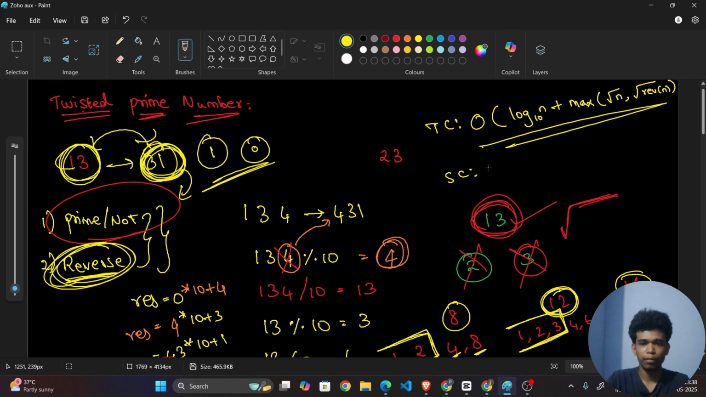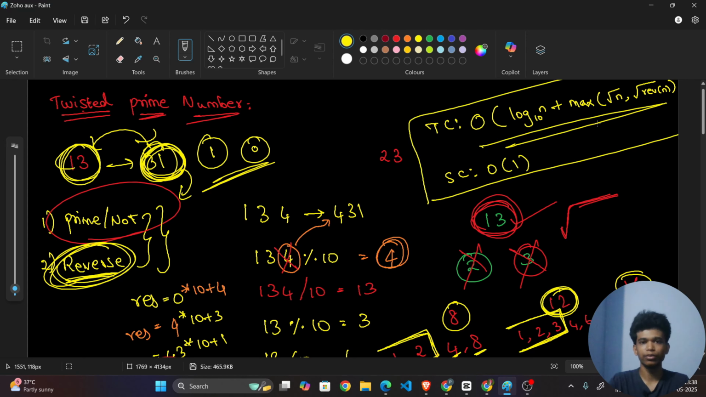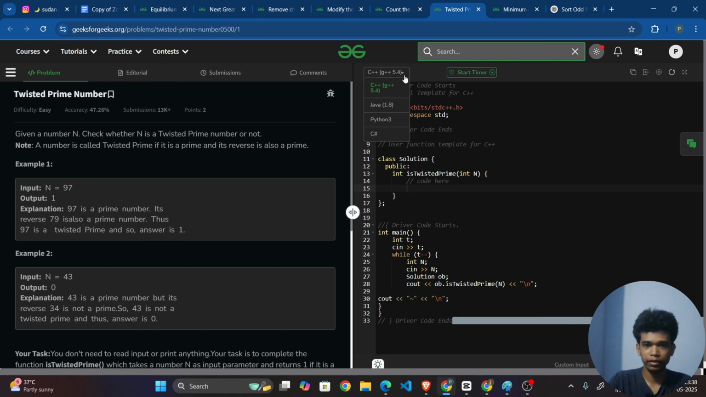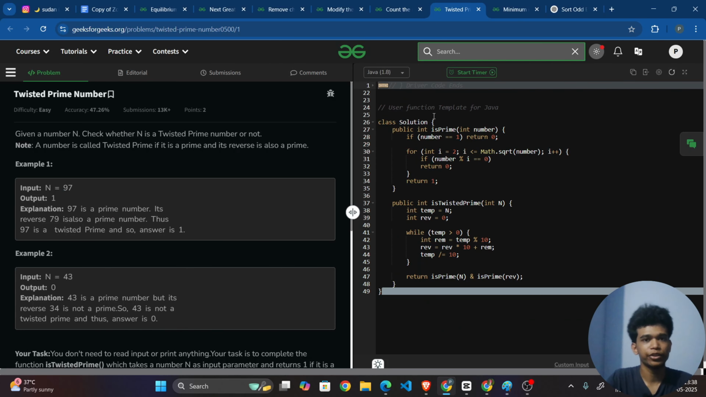And what is my space complexity? It will be O of 1, because we haven't taken any auxiliary space. Fine, I hope you understand this solution, right? Let us go with the coding part so that it will be clearer. Java is preferable for Zoho. Okay, fine. Here, first I am writing the logic for the prime number check.